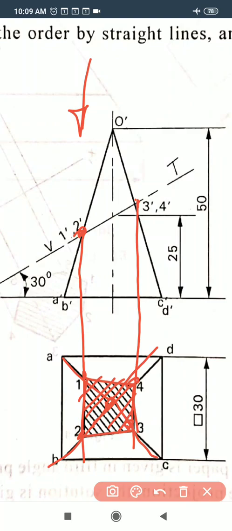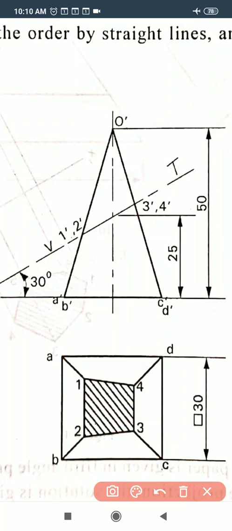after hatching that cut portion only, it is considered a sectional view; otherwise it is just a normal view. So by hatching that portion only you will get it. Inside that cutting portion only you have to hatch. In this way you will get that.